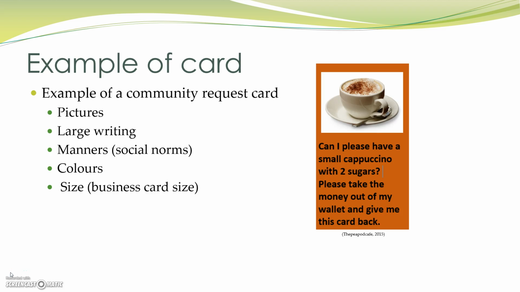This is an example of a community request card. As you can see, it has a picture relating to the request on it, which makes it easy to find and communicate the request. It also has large writing in an appropriate font. Also, manners are still necessary and can make the interaction more pleasant. The card also is coloured. This can help with finding the card. You may like to colour code the cards, for example, blue for the deli or brown for the cafe.